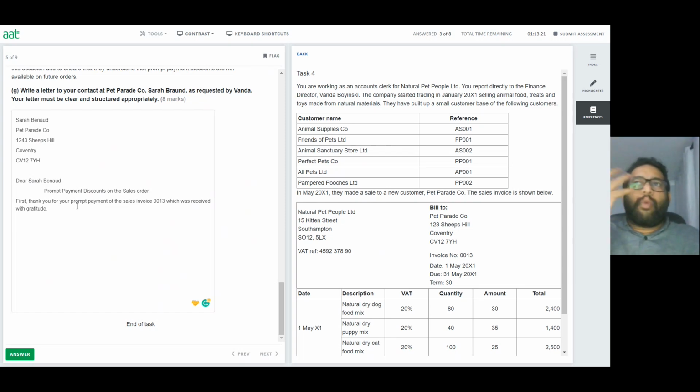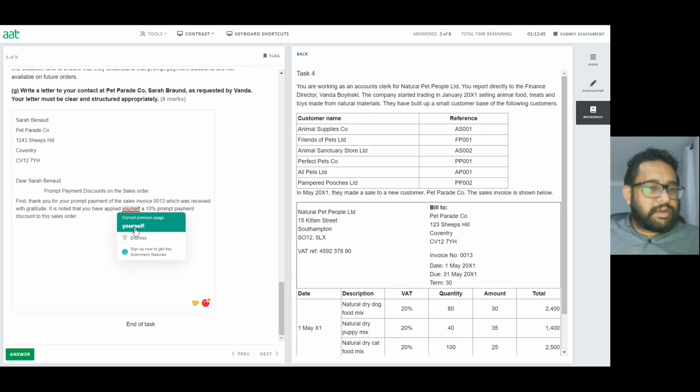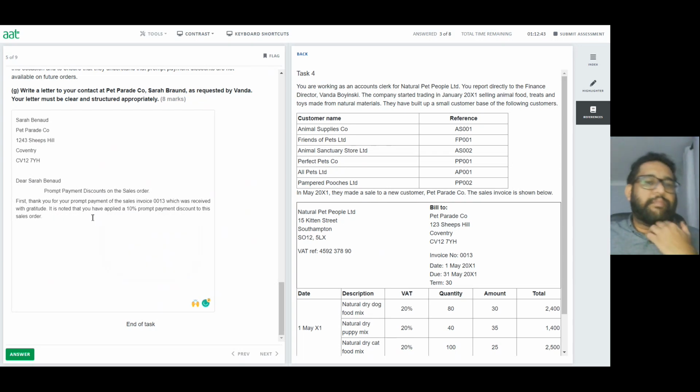Then we're going to say what happened, because we have to say you have taken it, noted that you have applied yourself a 10% prompt payment discount to this sales order. So this is what happened. Okay, applied a 10% to this sales order. We get rid of that one.